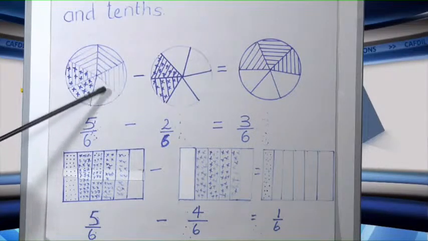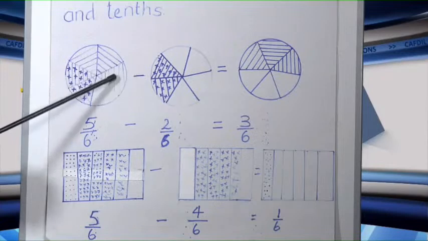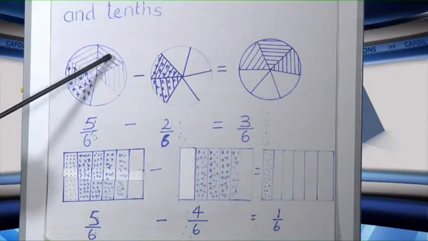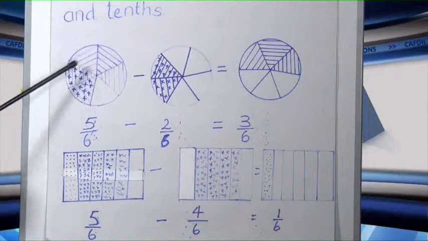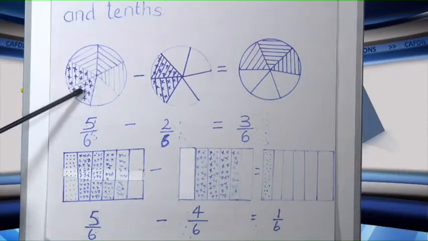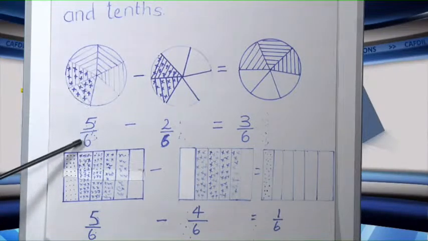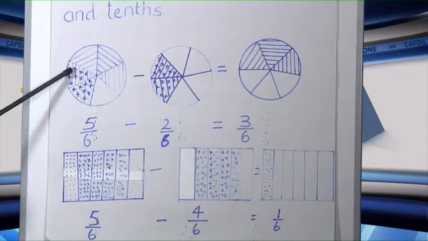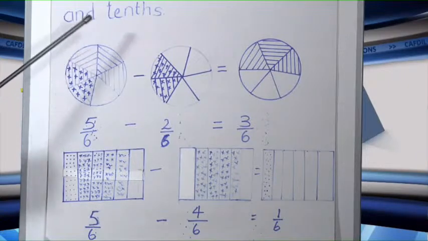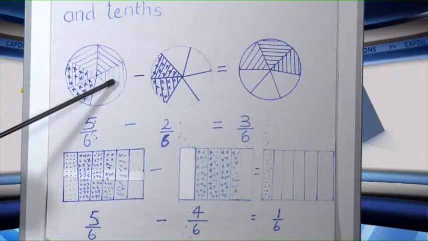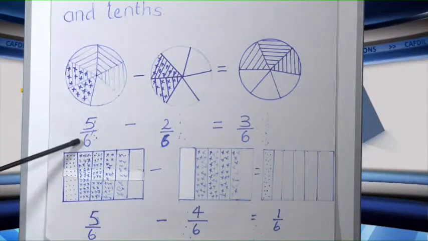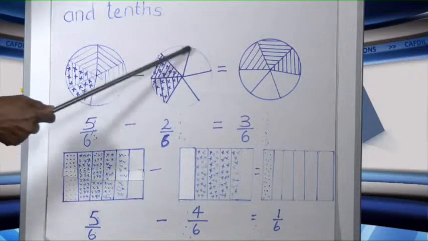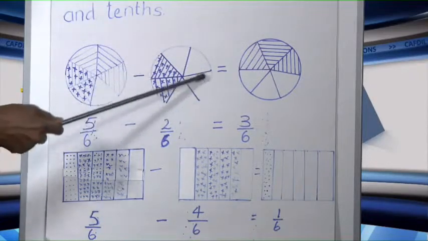How many parts again? 1, 2, 3, 4, 5, 6. That is the denominator. How many parts have been shaded? 1, 2, 3, 4, 5. So what fraction has been shaded? 5/6. Let's look at this circle.